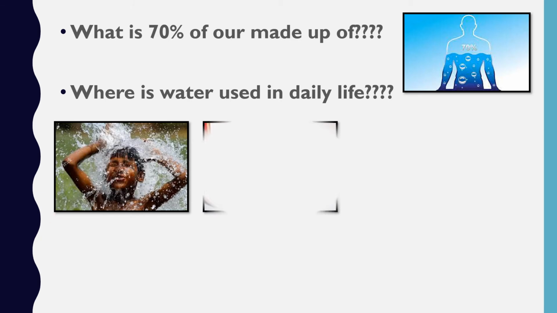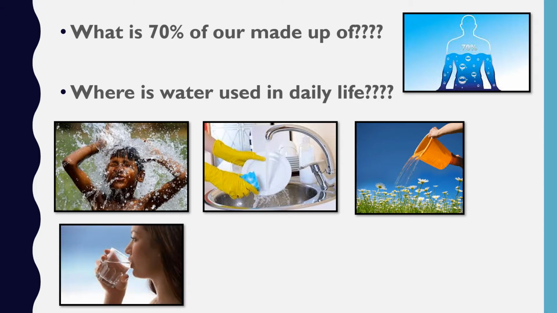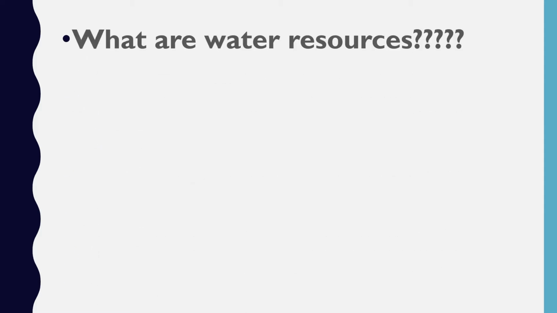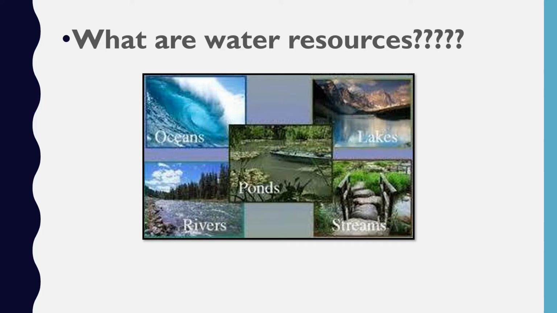It is used in bathing, in washing utensils, in watering the plants, drinking, cooking, and washing clothes. So we can see that water holds a very important part of our lives. Now, what are the water resources, or from where do we get water? We get water from oceans, ponds, rivers, streams and lakes. Water from these resources is collected in dams, then cleaned, and then the clean water reaches us through sources like the municipality.